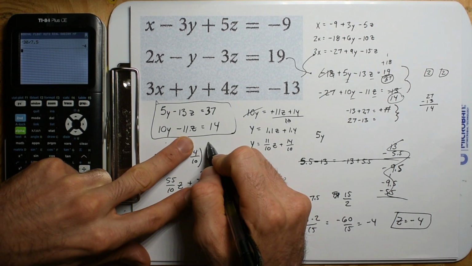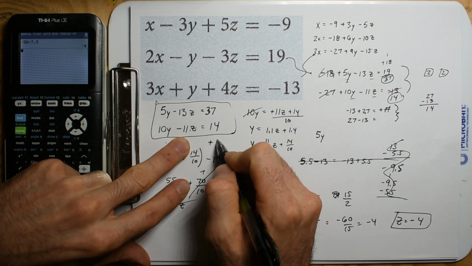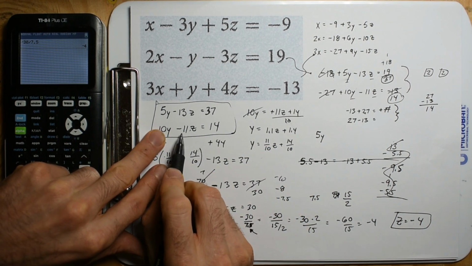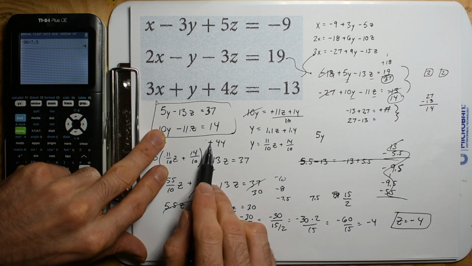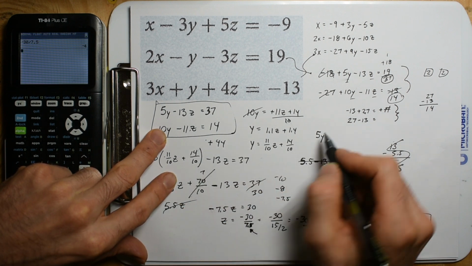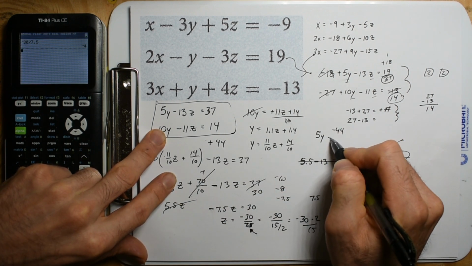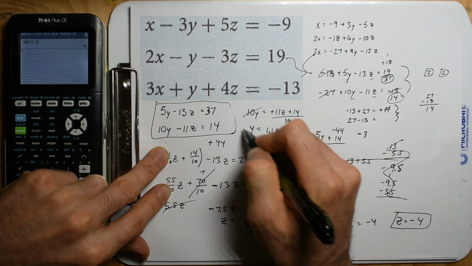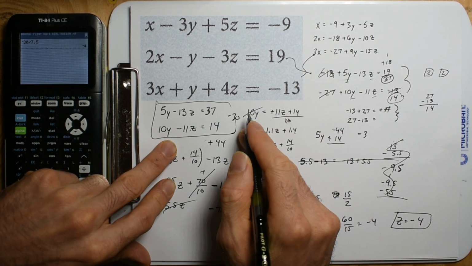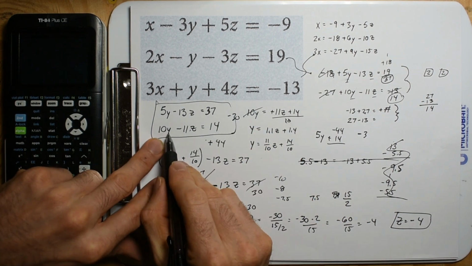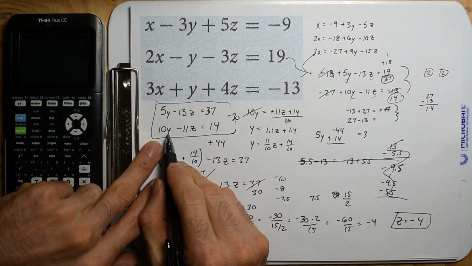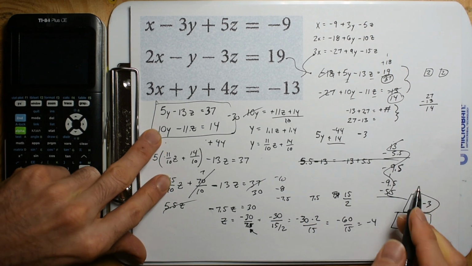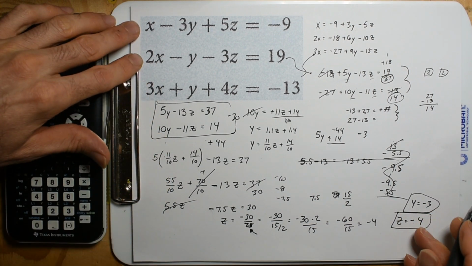So we're going to get positive 44. And then, yeah, that's going to be positive 44. Subtract it to the other side. So that's negative 44 plus 14. That's going to be negative 30. So sweet. So we have negative 30 over here. And y has got to be basically negative 3. So sweet. So y is negative 3. Wasn't too hard.